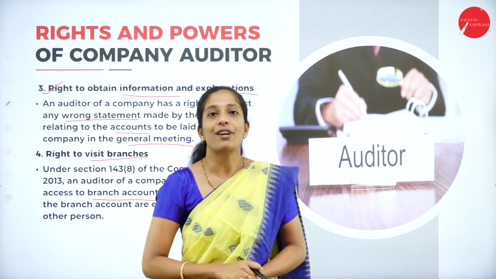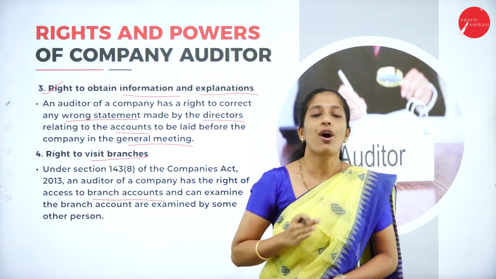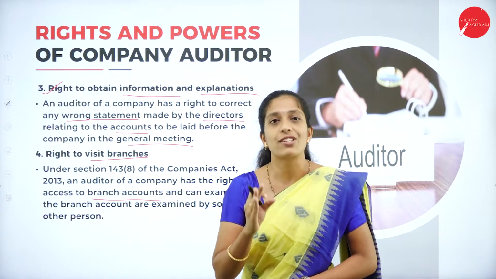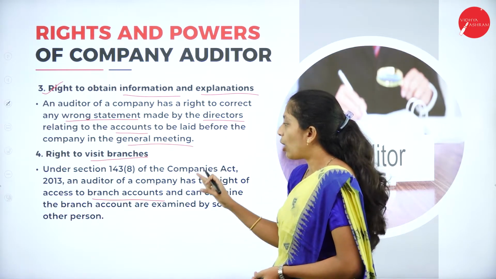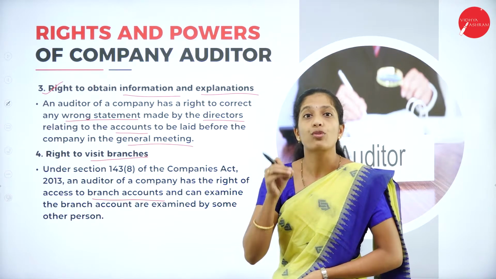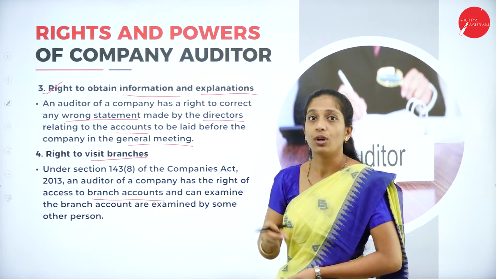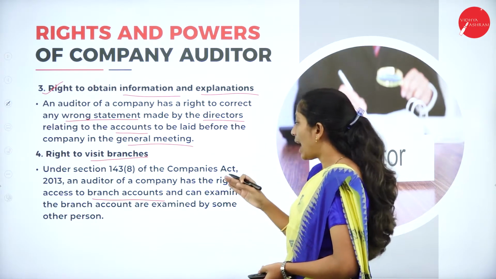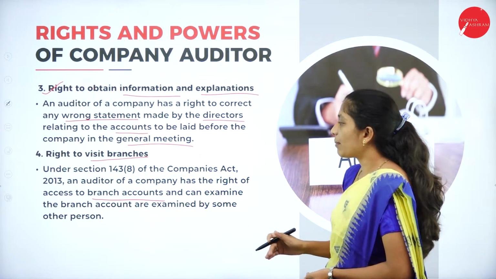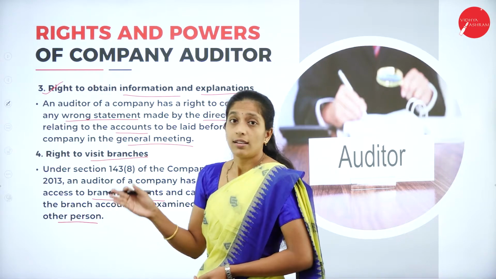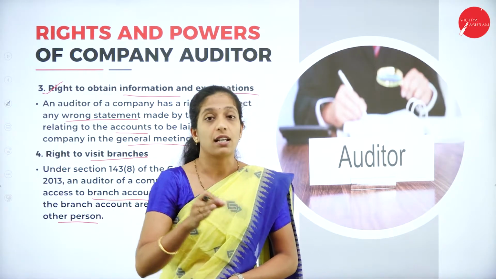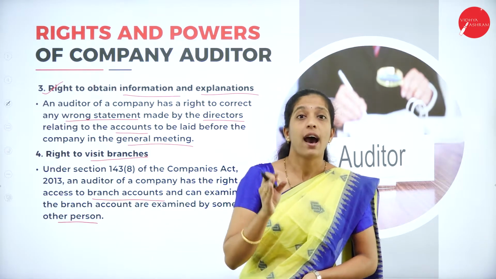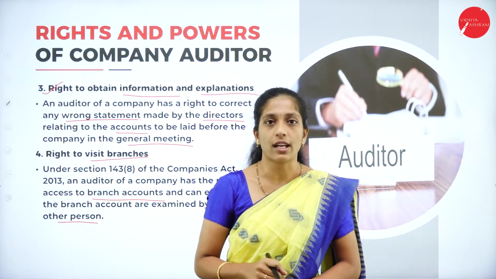Now why does a separate account have to be maintained by each and every branch? In order to know the financial position of each and every branch. So what is the performance of each and every branch? Here, being an auditor, he has a right to access the books of accounts of the branch also. That is, he has a right to check the books of account of branches of the company, and the branch account might be examined by some other person, but here an auditor who is personally appointed for the auditing process has a right to examine that branch accounts also.